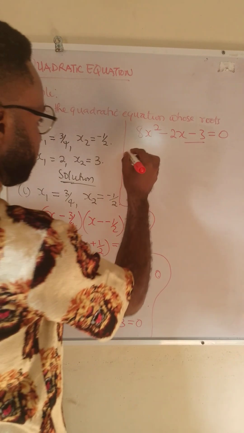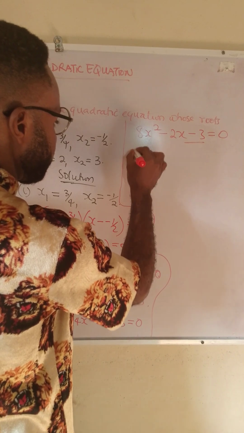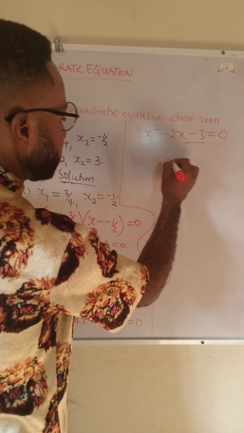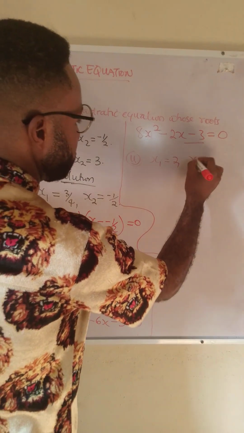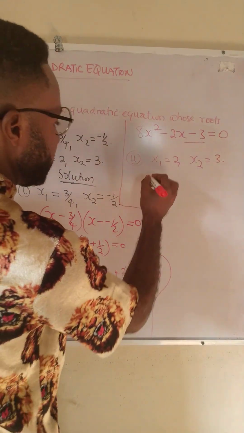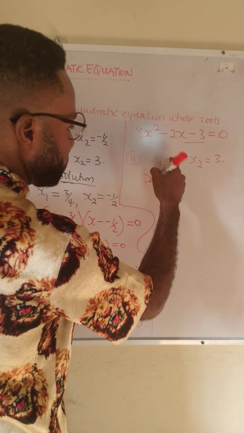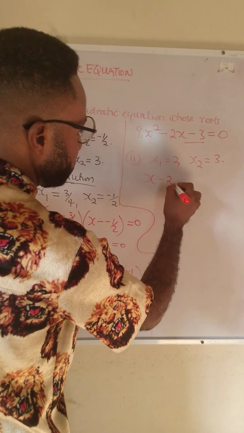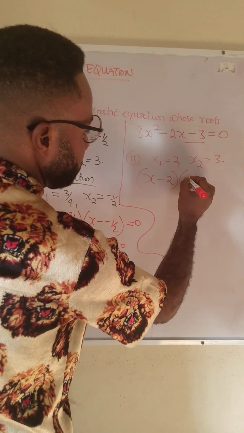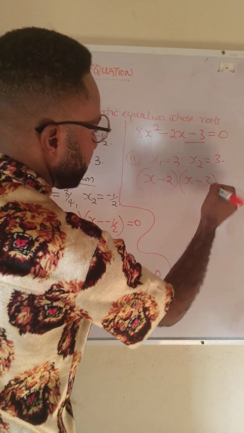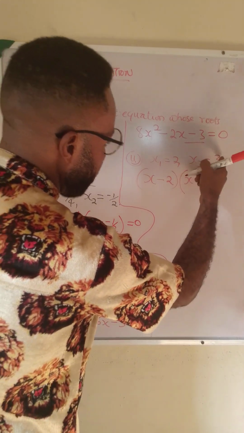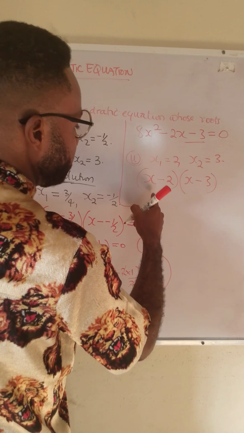So let's solve the II part. And so we have that for the II part, our x1 equal to 2 and our x2 equal to 3. So like we did here, you are going to have x, this one is positive, you add minus 2 is positive, so minus 2 into x minus 3. Assuming it was negative x here, it would have been minus the negative 3. So you open this bracket directly.